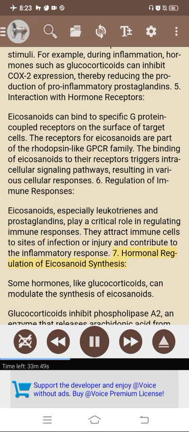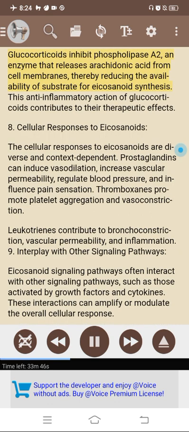7. Hormonal regulation of eicosanoid synthesis. Some hormones, like glucocorticoids, can modulate the synthesis of eicosanoids. Glucocorticoids inhibit phospholipase A2, an enzyme that releases arachidonic acid from cell membranes, thereby reducing the availability of substrate for eicosanoid synthesis. This anti-inflammatory action of glucocorticoids contributes to the therapeutic effects.